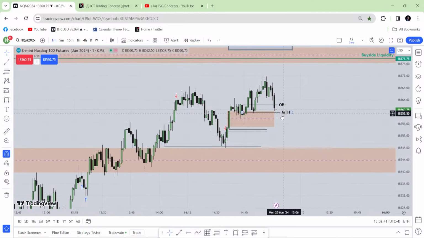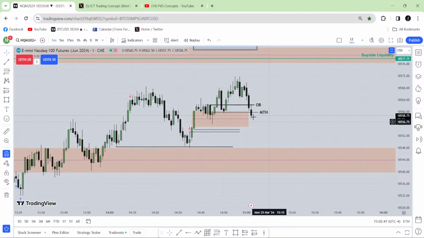Until now, this is not broken. A body close below that mean threshold, then it will be broken. Until then, it's not broken. Even one candle close below that mean threshold is not enough. The very next candle has to close below the mean threshold again. Then it will be the close, okay, something like that.